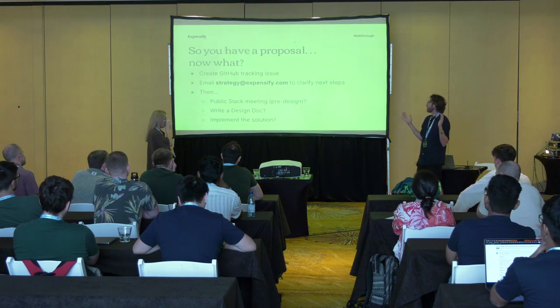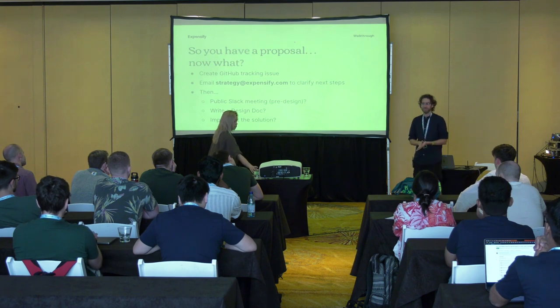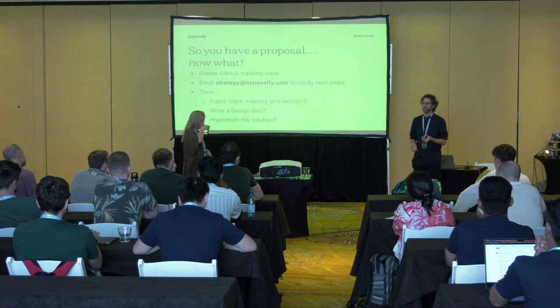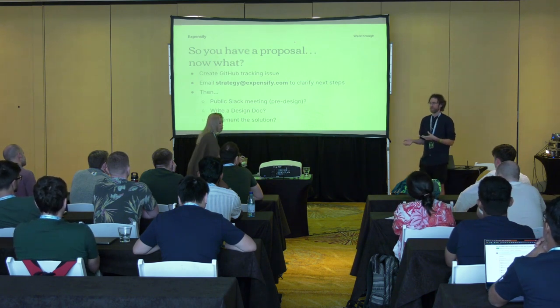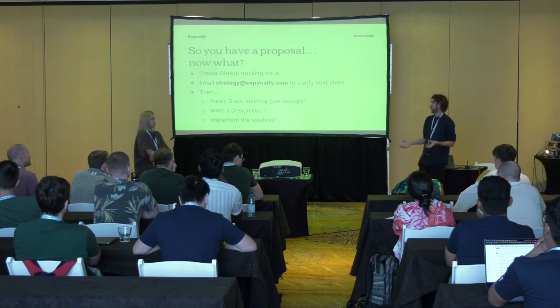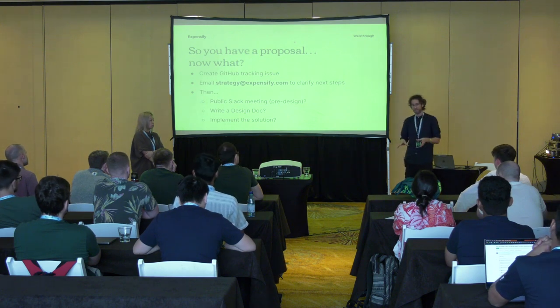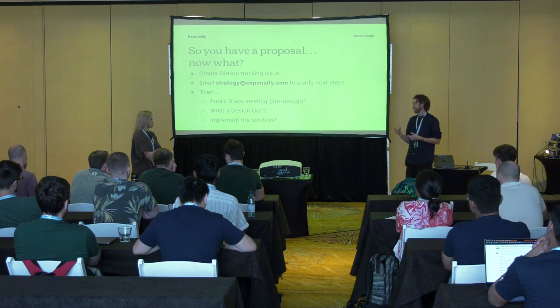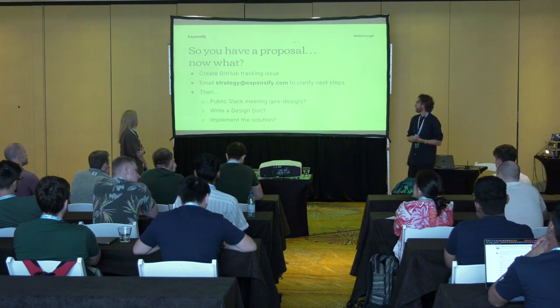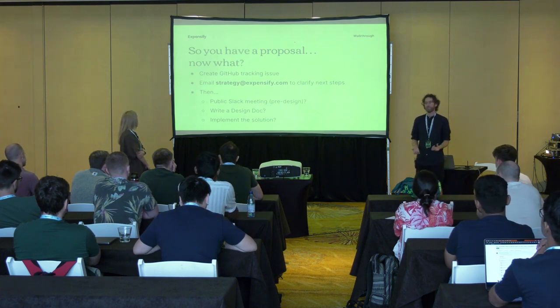So you have a proposal. Now what? The first thing you do is create this GitHub tracking issue. We've got a template that you can use if you're working on a project. You might need to ask someone from Expensify to create it for you if you're not internal. This GitHub tracking issue has a checklist in it, and it goes step by step, breaks down pretty much everything that we're talking about here, and some stuff that we're not. But that's going to be your guiding issue that you use when you're working on a project with us.